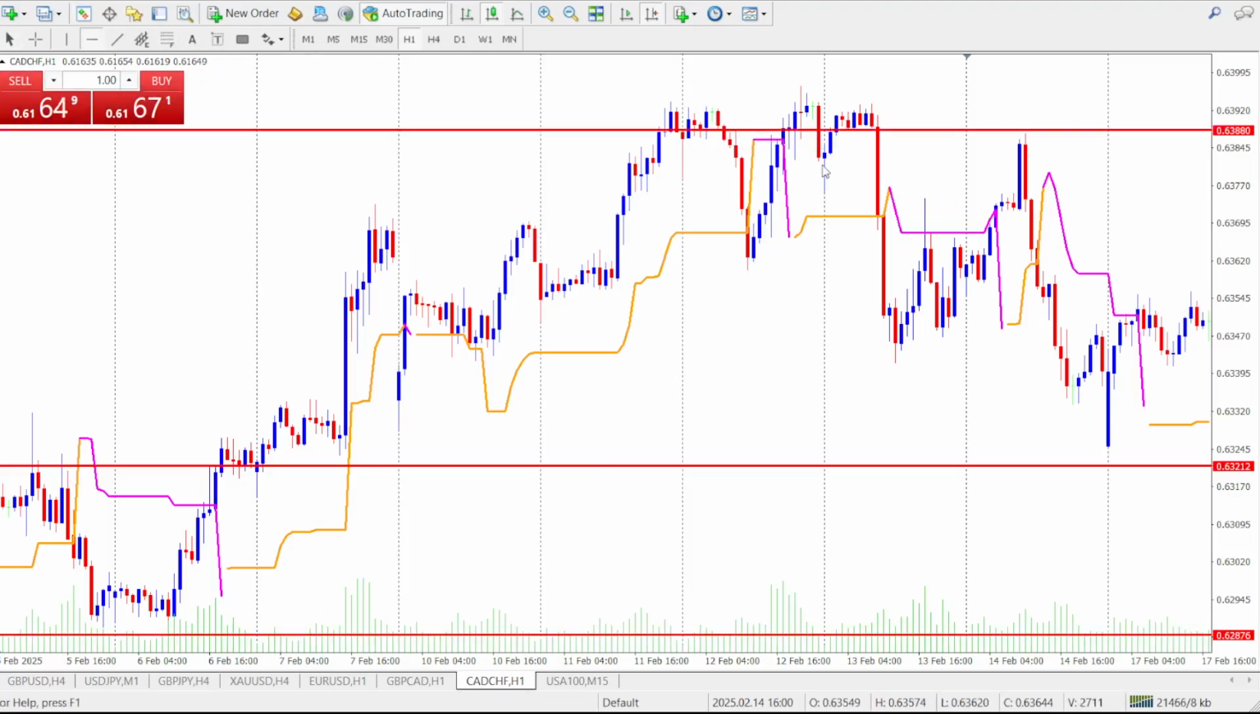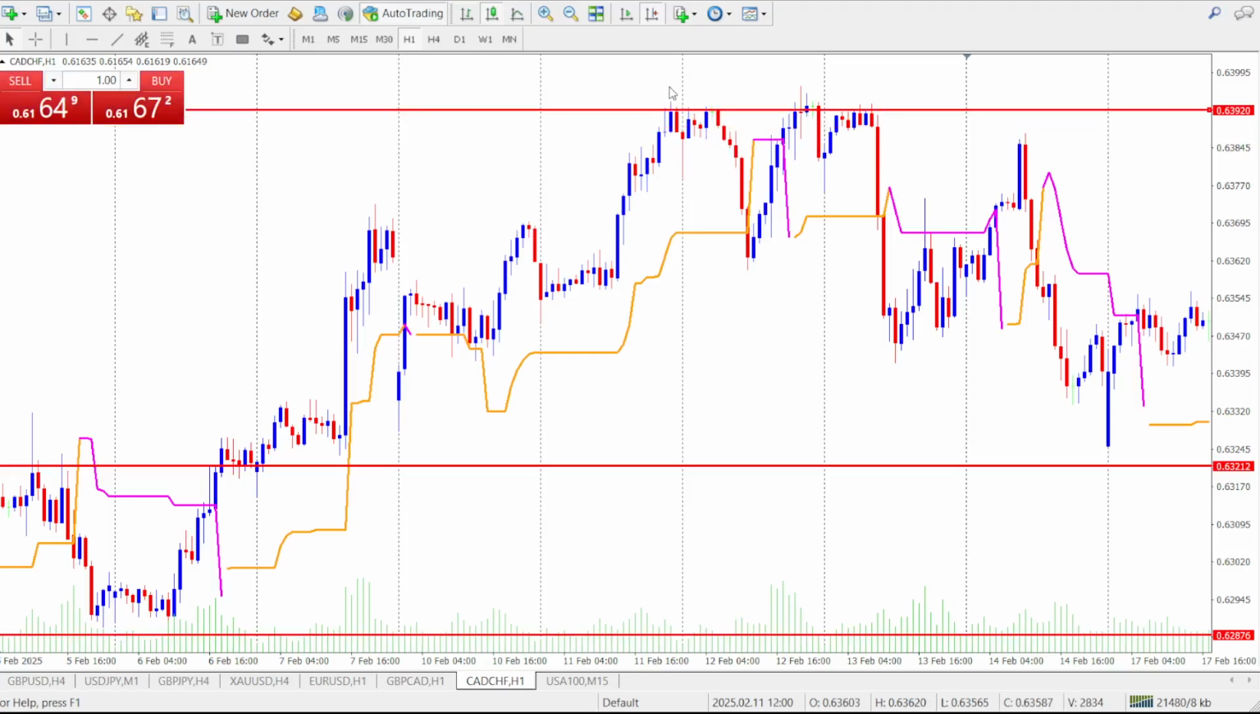So this would have been a good place to exit, and this even coincided with the resistance zone. You can see we had a double top here, right? However, this is a resistance zone, and this was a good place to exit our buy. The indicator color even changed to purple. So it's a very straightforward indicator. Whether you are a beginner or an experienced trader, this indicator has value to offer.